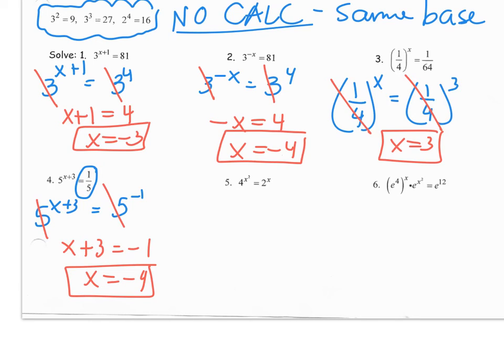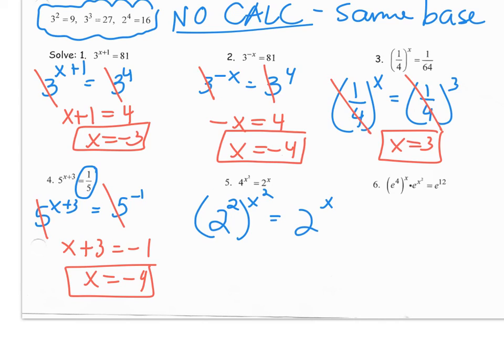Now probably the most complicated two are 5 and 6. I know that 4 and 2 are related, base 4, base 2, and I know that 4 is 2 squared. So that's a good place to start. But then don't forget, it's really 4 to the x squared. So what that means is it's 2 squared to the x squared.